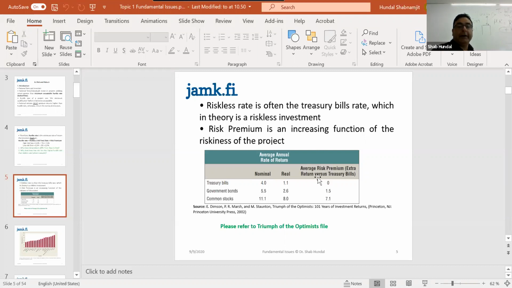The same way, if you are getting a 4% rate of interest on paper, but actually that rate is 1.1%, it means that 2.9%, is it 2.9? Yeah, 2.9% is taken away by inflation. It means that in the last century in the USA, for 101 years, the average rate of inflation has been about 2.9%. So we always look at the inflation adjusted rate of return. Otherwise, we use a phrase in economics called wage illusion.